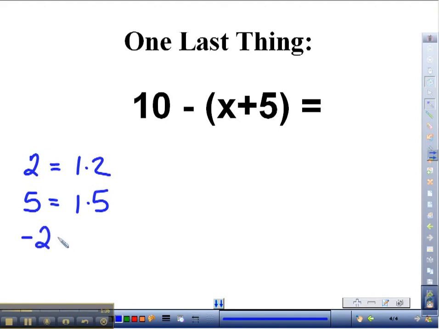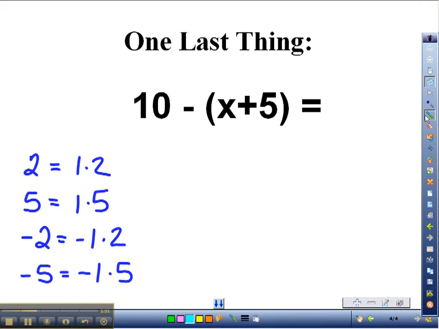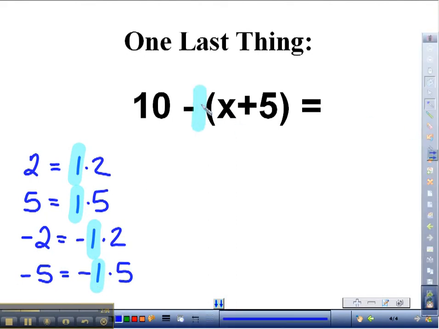Well, same thing works with negative numbers. If I have negative 2, that's the same as negative 1 being multiplied by 2. If I have negative 5, it's the same as negative 1 being multiplied by 5. So the point I'm trying to make here is invisible number 1 can show up in a lot of different places. Well, guess what's lurking right here? That's right, invisible number 1. Let's put in a 1 right there.